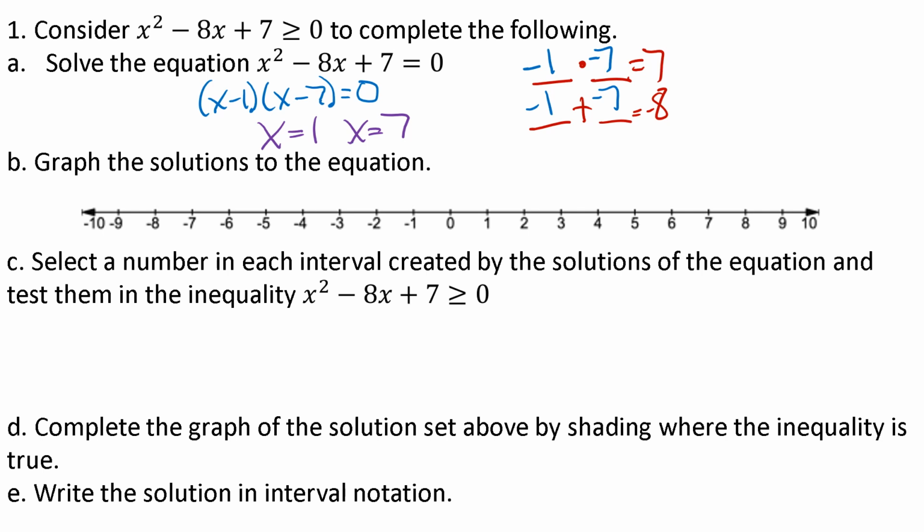So when we graph, we're going to graph these on a number line. We're going to still do our circles at 1 and 7. Now we have to figure out if it's going to be open or closed circles, and that's going to come from whatever the inequality was in our original problem. It's greater than or equal to. So am I going to have a closed or open circle? Closed. So we want a closed circle at 1 and a closed circle at 7.